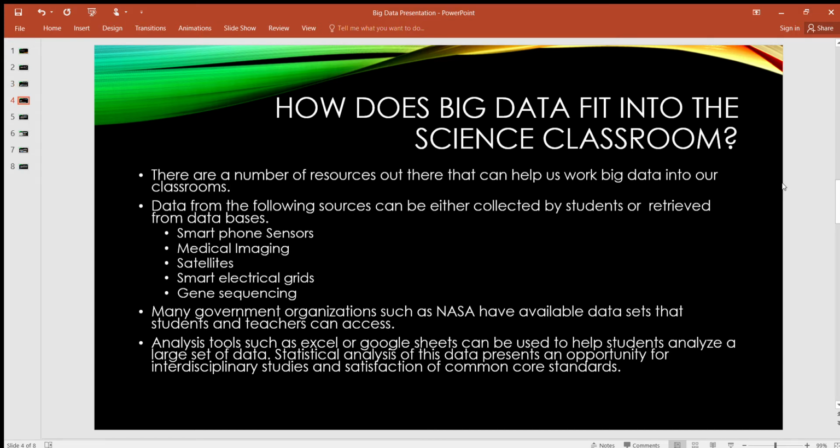So how does big data fit into the science classroom? There's a number of resources that we can use to collect big data and get it into our classroom, okay, including smartphone sensors, satellites, gene sequencing. All that stuff is collected as large sets of data that students can analyze. Many government organizations have their data sets available, such as NASA. And analysis tools such as Google Sheets can also be used to help students analyze a large set of data. The statistical analysis of this data presents an opportunity for interdisciplinary studies and also satisfies some common core standards. So that's also something that's important.